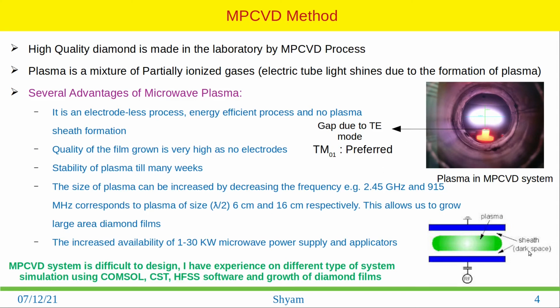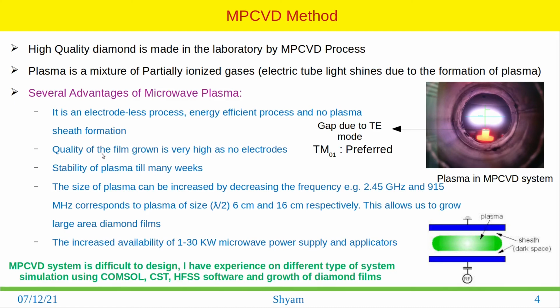Here we don't have this plasma sheath formation. But you can see there is still a gap between the light and the holder. This is basically due to the TE mode. If you don't want a gap, we can design the cavity according to TM01. This is what people prefer for the most advanced systems, so we don't have a gap between the substrate or holder and the plasma.